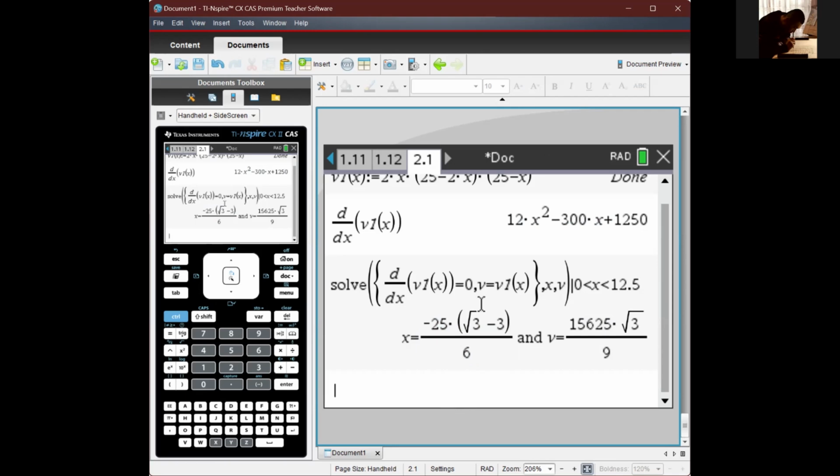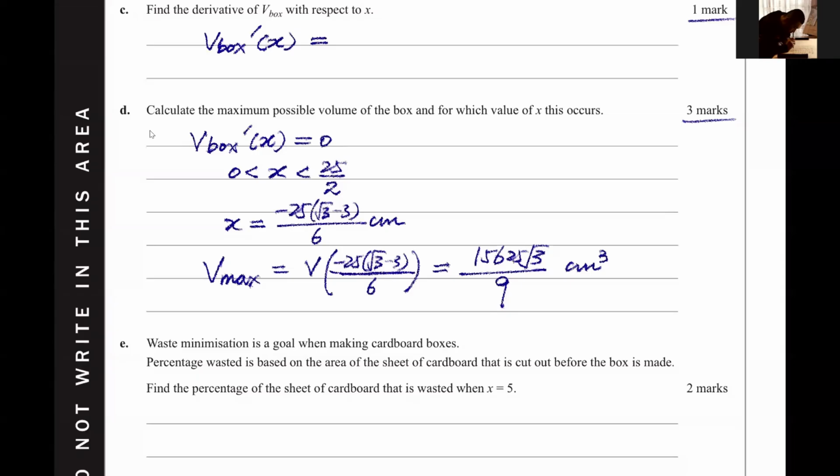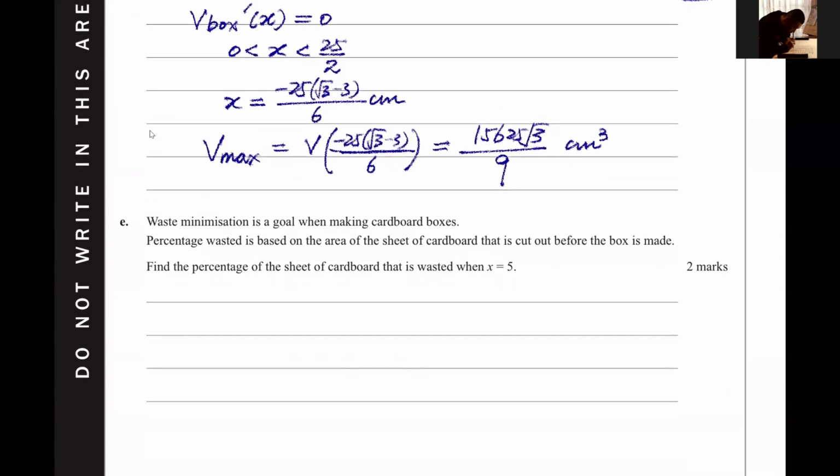All right, let's move on. Back in 2021, I suppose this was a very generous 3 marks question. Okay, waste minimization is a goal when making cardboard boxes. Percentage wasted is based on the area of the sheet of cardboard that is cut out before the box is made. It's based on the area of the cardboard that is cut out before the box is made.